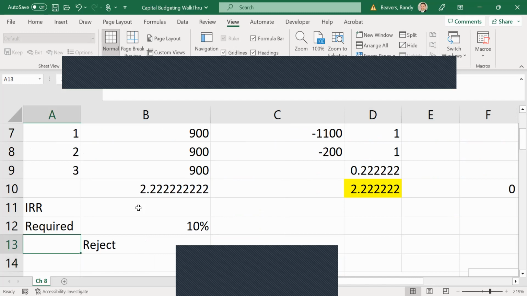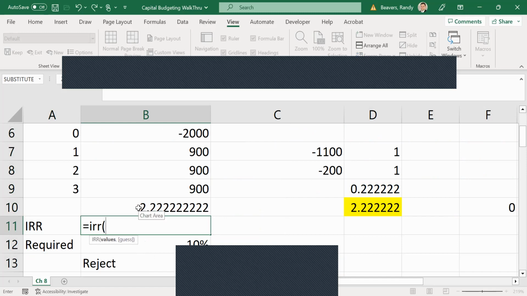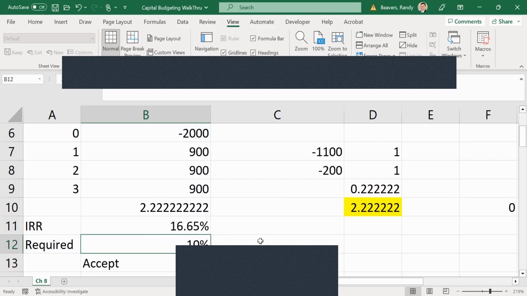Turning now to the internal rate of return, we use the IRR function in Excel to calculate this. Highlight all cash flows. We get 16.65%. This is greater than a required 10% per se, so we would accept the project.